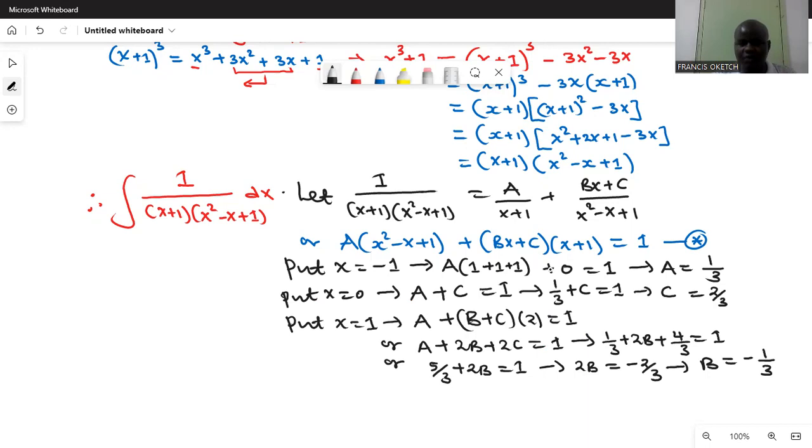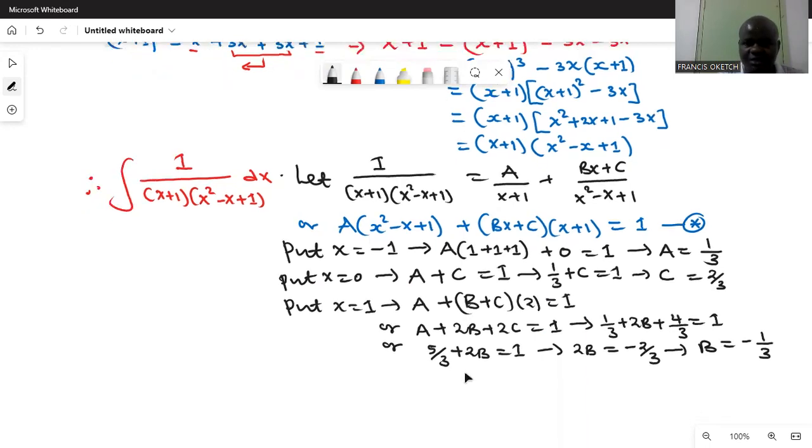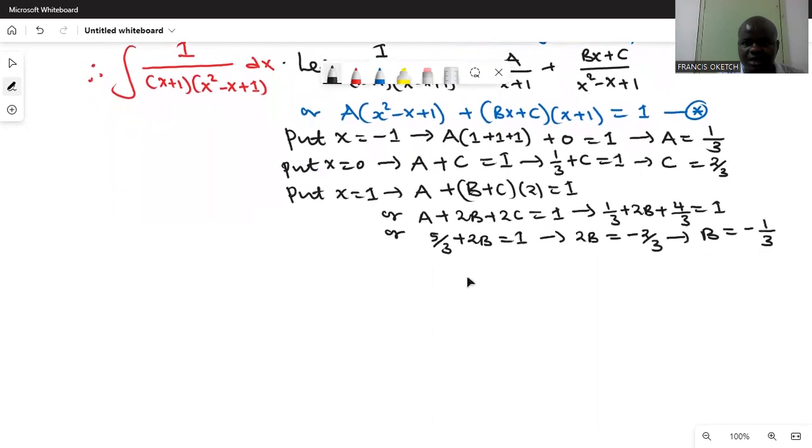So that means that our integrand can now be written as this one. So therefore, this integrand now becomes the integral of, look at our partial fraction, A over x plus 1. Our A is 1 over 3. So 1 over 3, let me write that in a better way. One over 3 over x plus 1, that is A over x plus 1, then plus B.